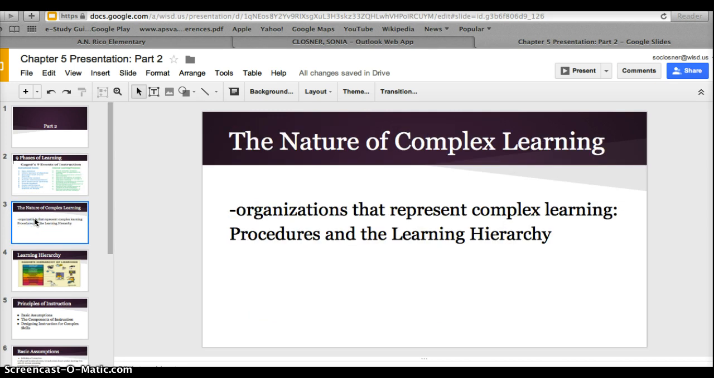The nature of complex learning. Gagne's analysis of learning includes 2 organizations of capabilities that represent complex learning. The 2 organizations are procedures and learning hierarchies. A procedure is a set of different actions that must be executed in a sequential or step-like fashion, and an organization of skills that includes both motor and intellectual skills. An example is writing a check or balancing a checkbook.